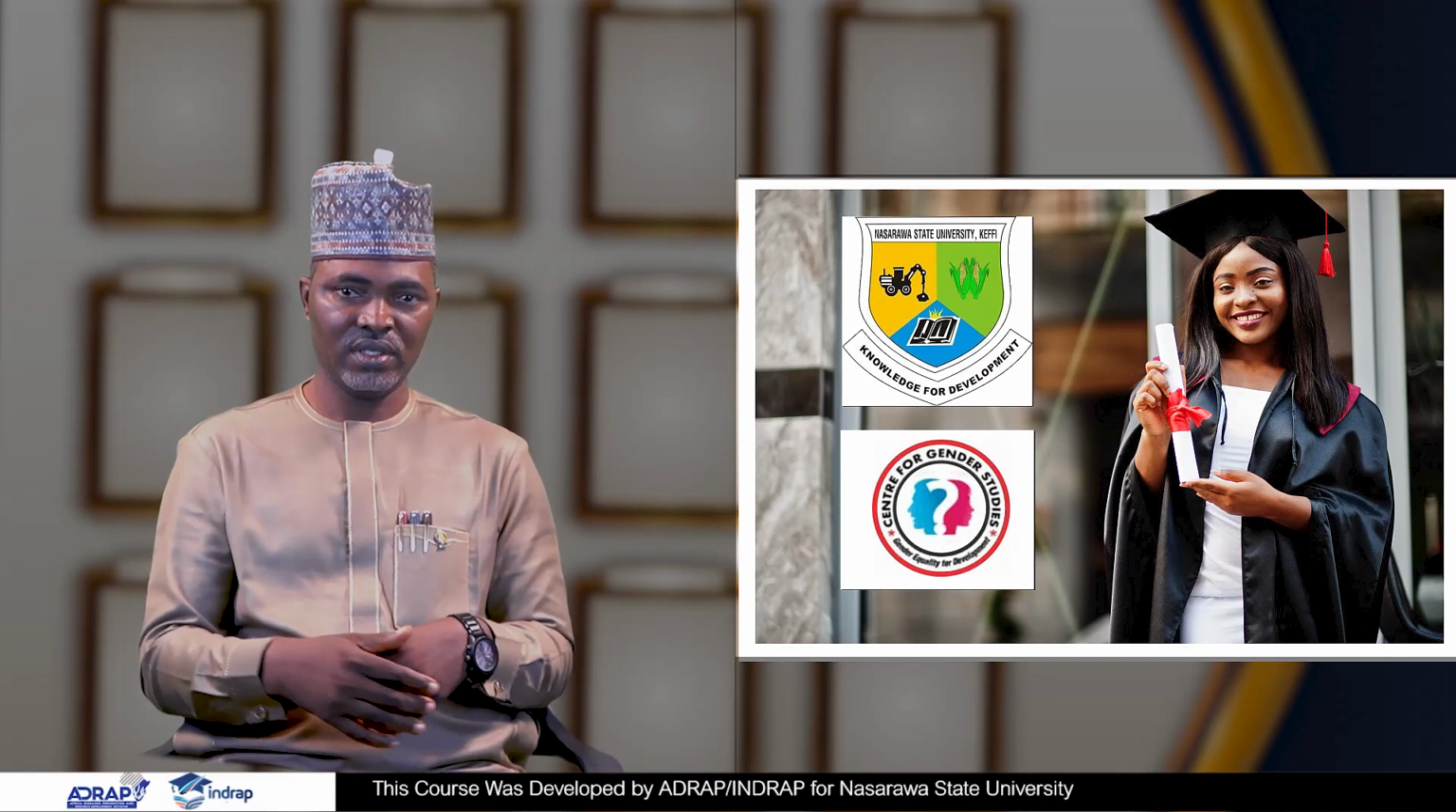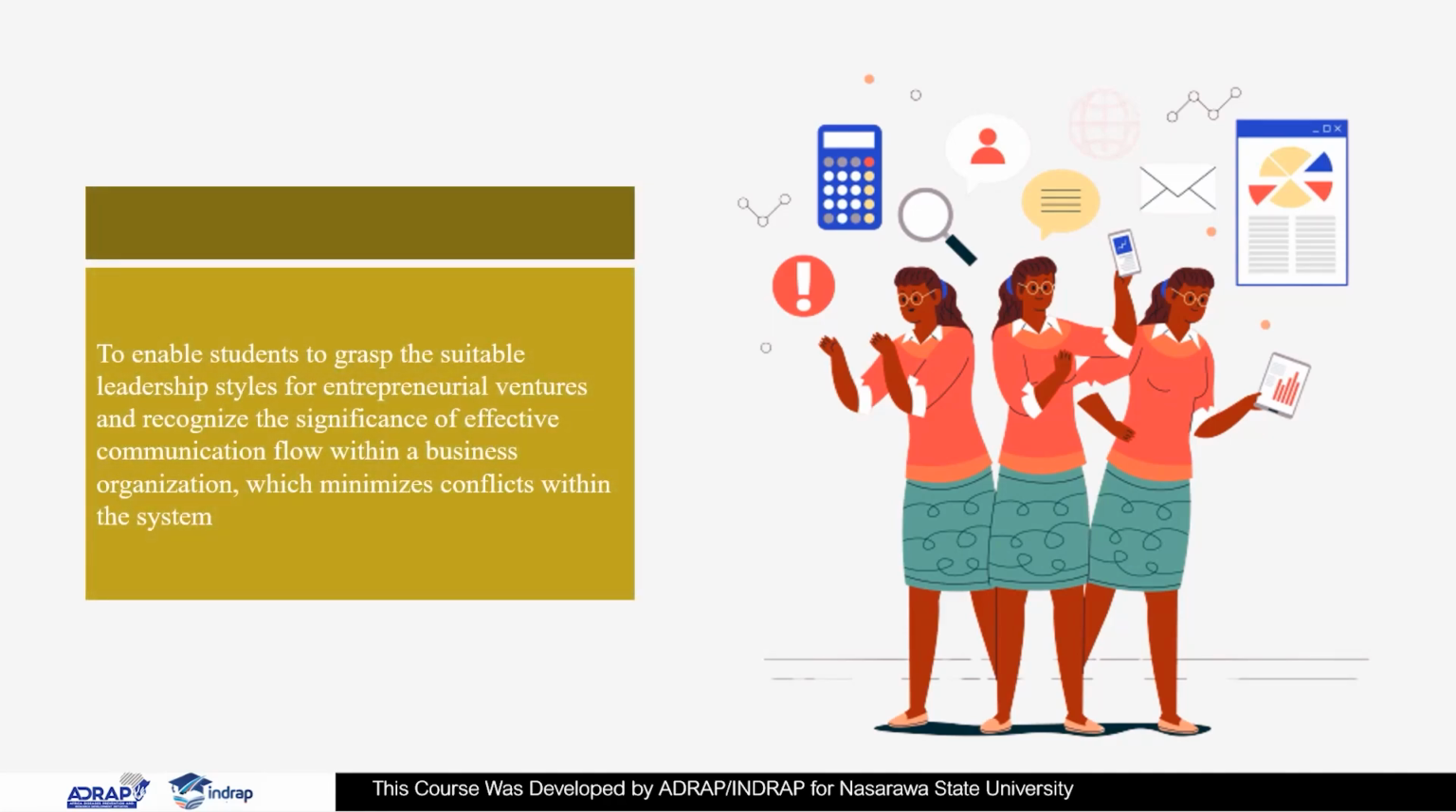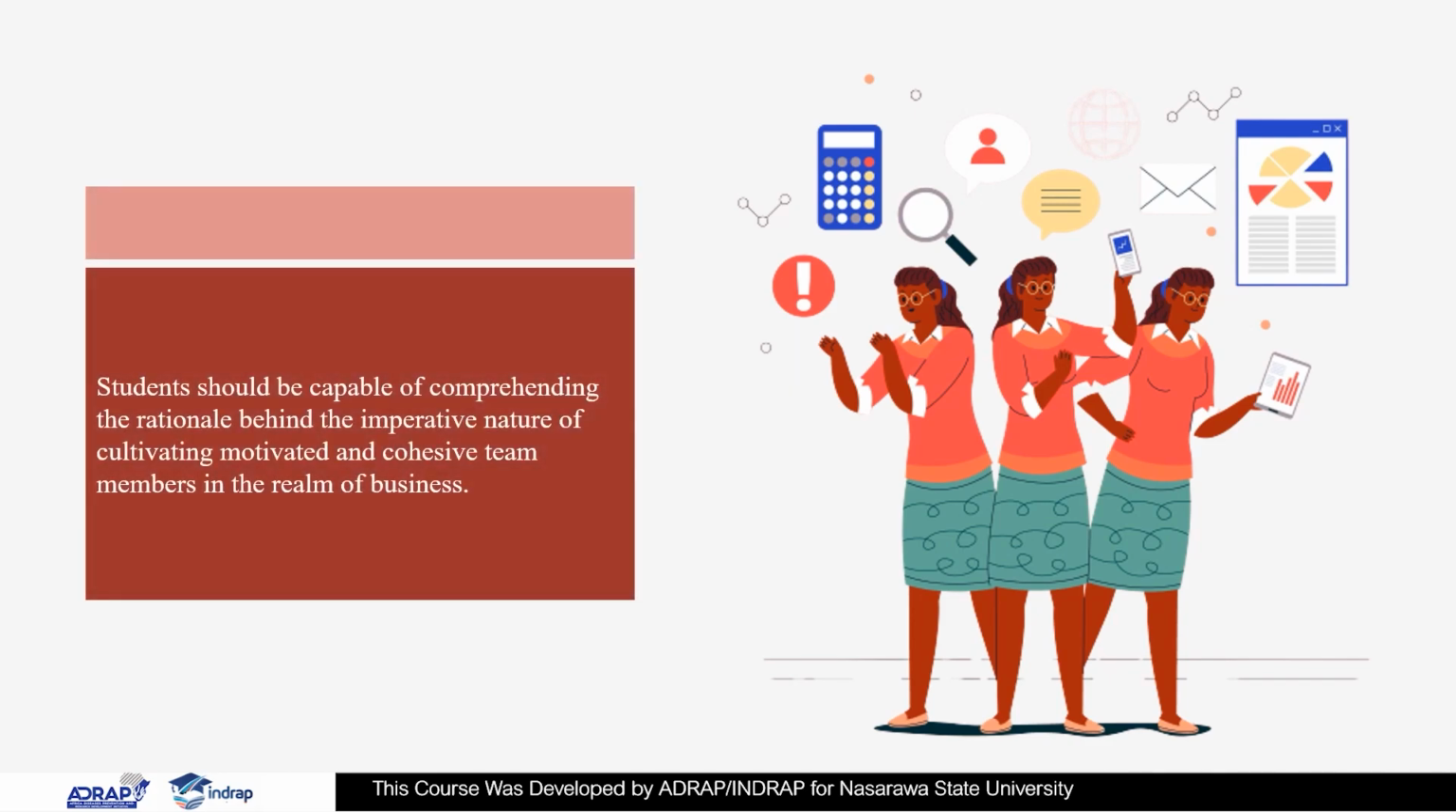Study objective. The aim of this module is to enable students to grasp the suitable leadership styles for entrepreneurial ventures and recognize the significance of effective communication flow within a business organization, which minimizes conflict within the system. By the conclusion of this module, students should be able and capable of comprehending the rationale behind the imperative nature of cultivating motivated and cohesive team members in the realm of business.